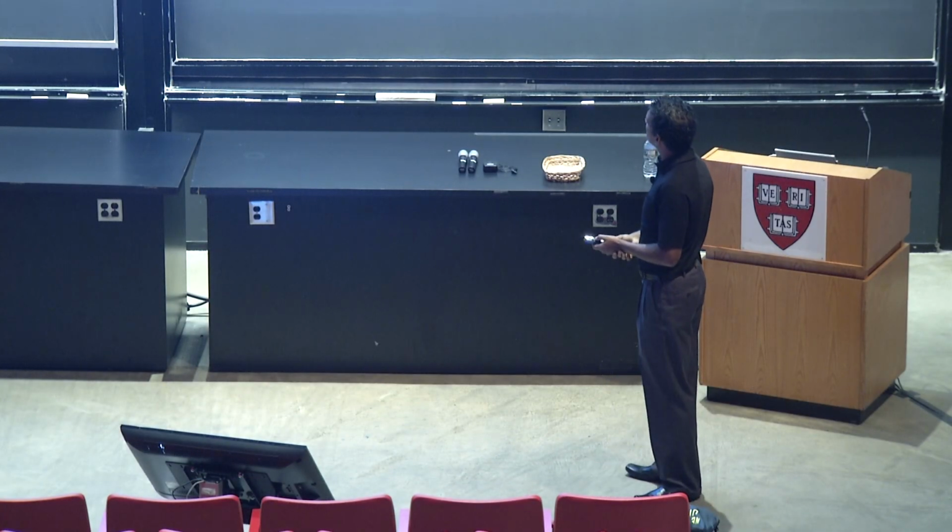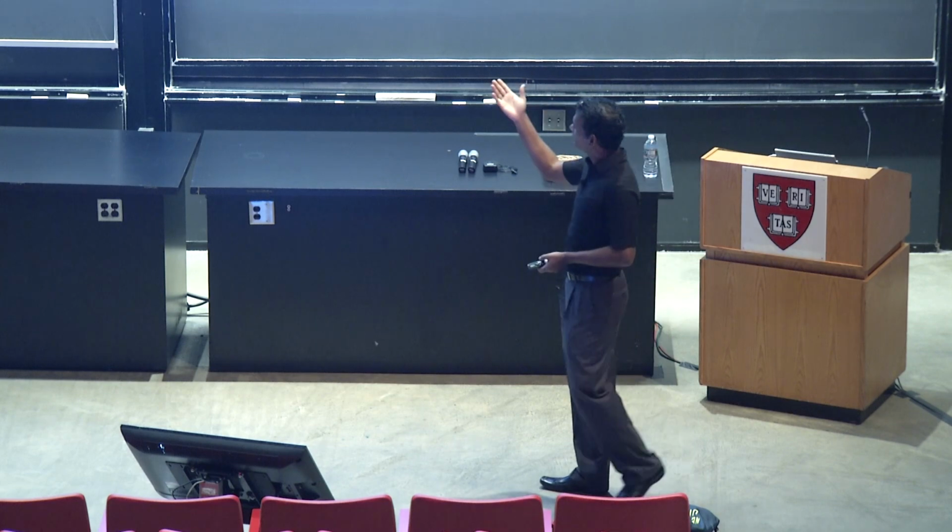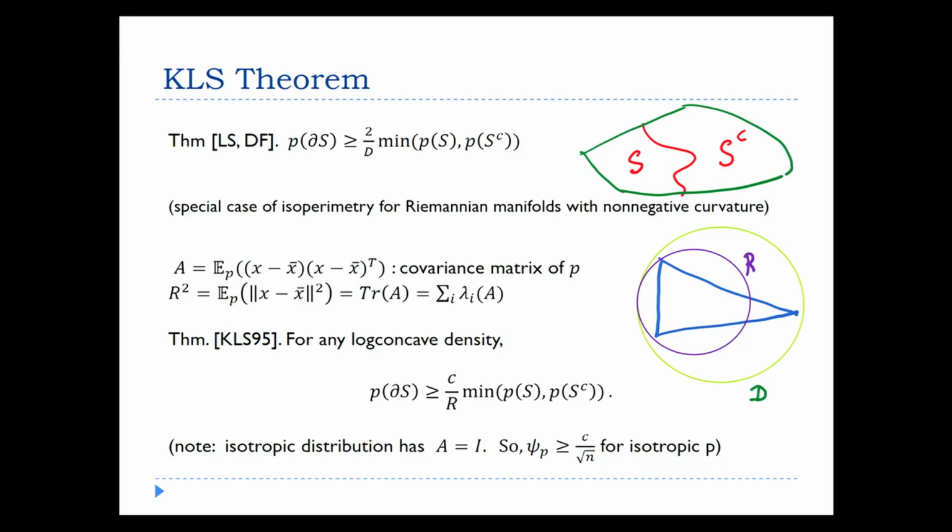So in particular, if the distribution is isotropic, by which we just mean that the covariance matrix is the identity, so that's a normalization that you can put any distribution with bounded second moments in, then this is saying that the isoperimetric ratio is constant over square root n, because that's the square root of the expected square distance, whereas the original theorem, or the more general theorem, would have said constant over n.